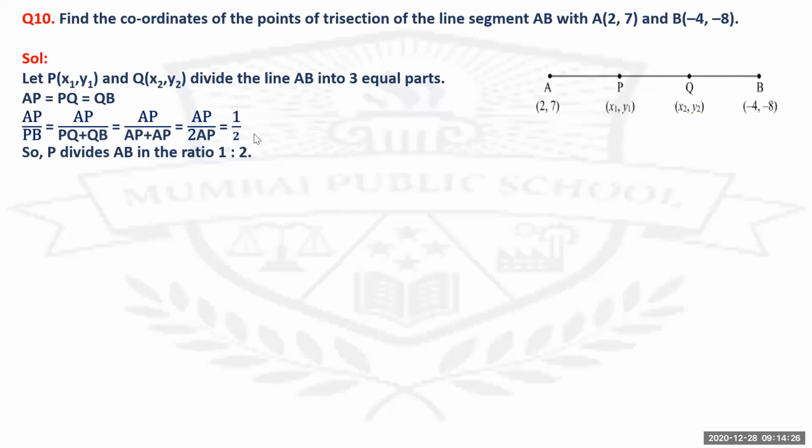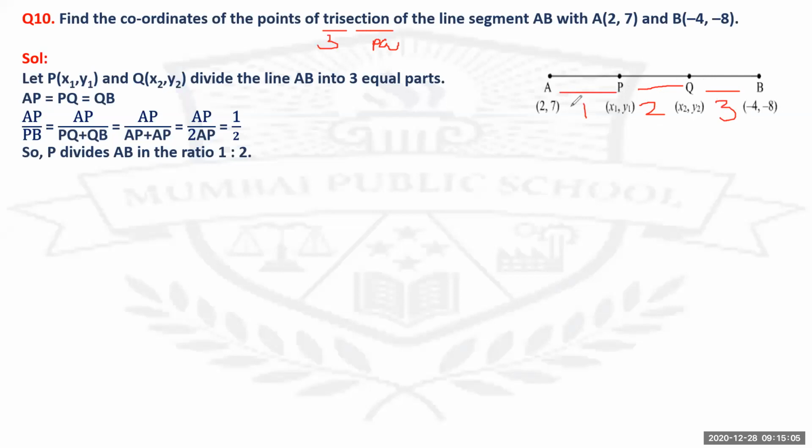What happened, beta? See, what has happened? What is the meaning of trisection? Tri means 3, and section means parts. So that means the line segment is divided into 3 parts. Is this clear? So all these parts, check AP, PQ and QB. These are the 3 parts: 1, 2, 3. Is this clear?